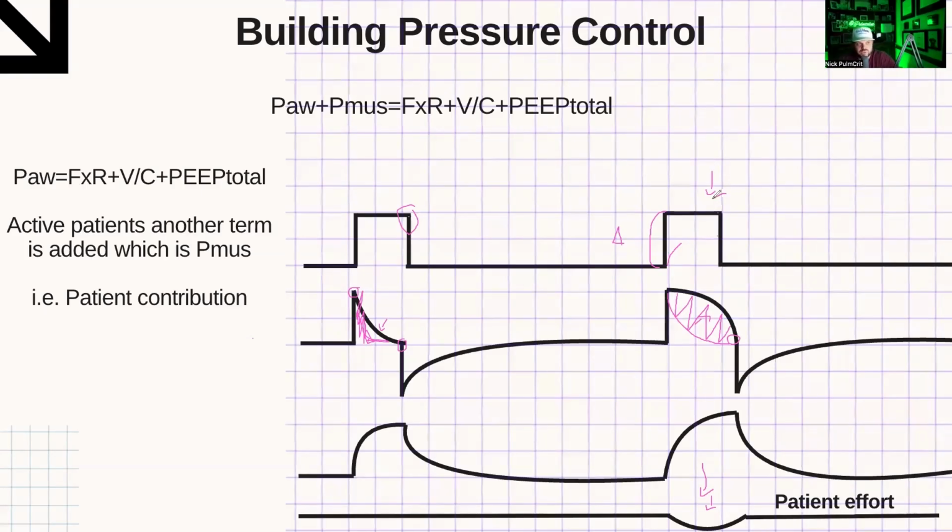So when people say pressure control is great because you can set the airway pressure and the alveolar pressure will just be whatever you set, that's only true if the patient's passive. And I can't say that enough, because there are always questions about that. In pressure control, your alveolar pressure only equals your airway pressure that you set if the patient's passive and your flow gets to 0.